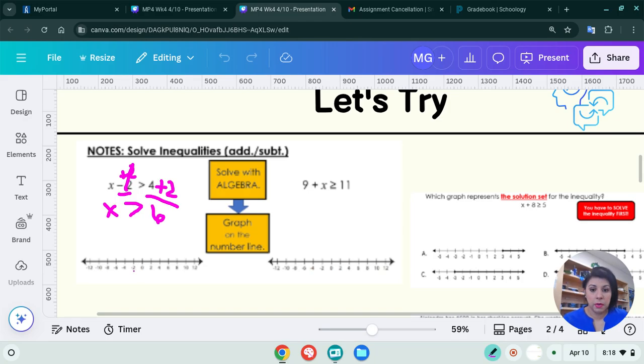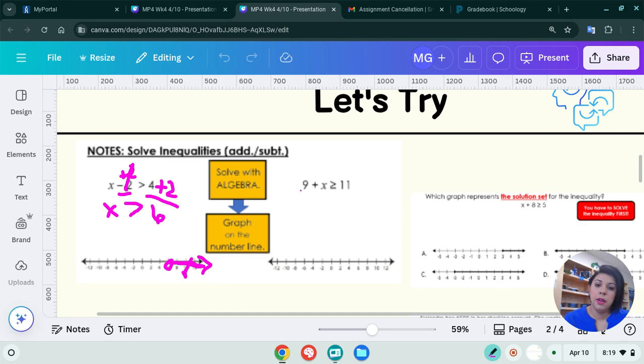Okay, now remember, we're going to go to 6. We're going to circle it, right? It should be right there. And is it an open circle or closed circle? Not equal, not shaded, so it'll be an open circle, and we're going to shade everything there. And again, we talked about checking our work. So if I plugged in the number 10, 10 minus 2 is 8, and we know 8 is greater than 4, so yes, that's a true statement.